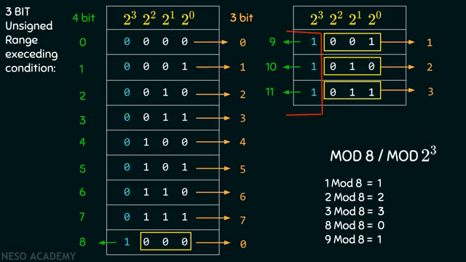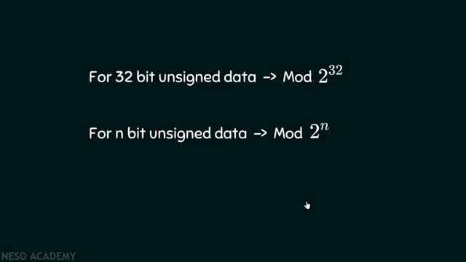Similarly, for a 32-bit representation, if you try to exceed the range, then you have to consider one extra bit, that is the 33rd bit. But as we have only 32 bits available, there is no way we would be able to represent a value higher than the maximum value, and we come back again to 0. We can say that for 32-bit unsigned data, our mod function would be mod 2 raised to the power 32. For n-bit unsigned data, this would be mod 2 raised to the power n in general.